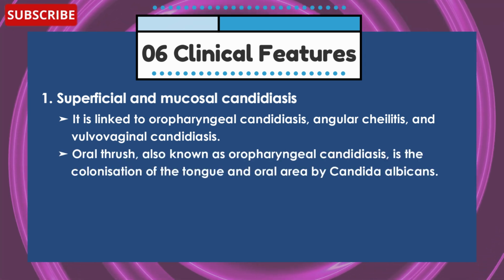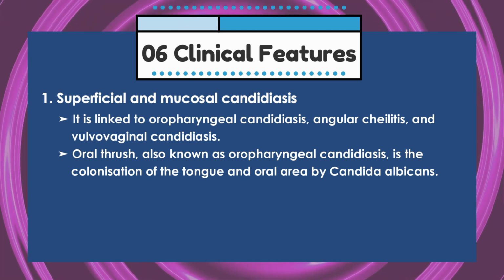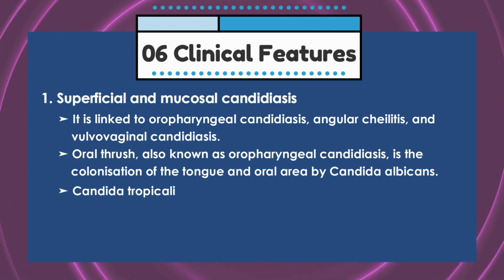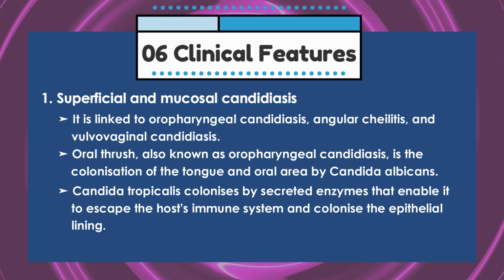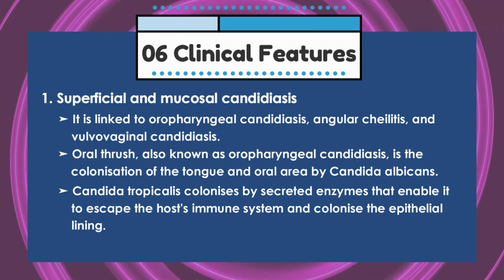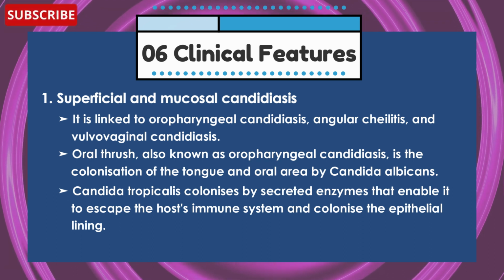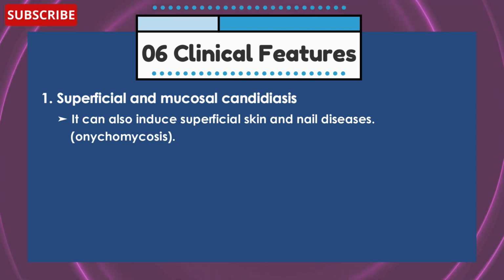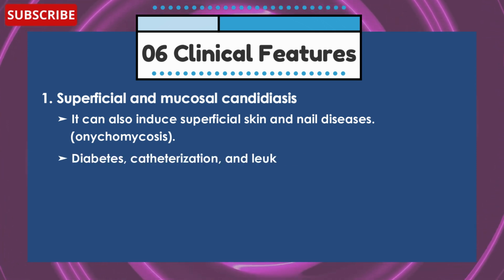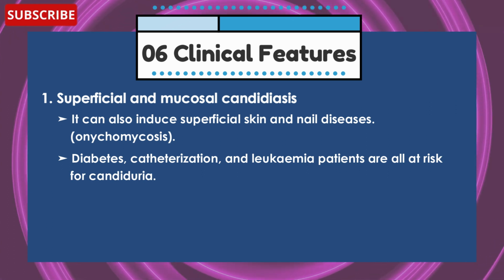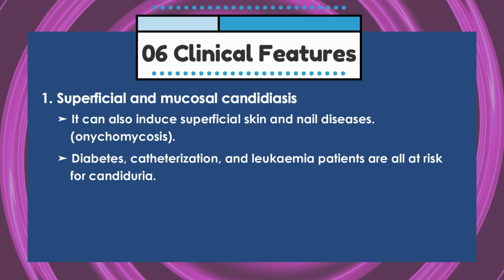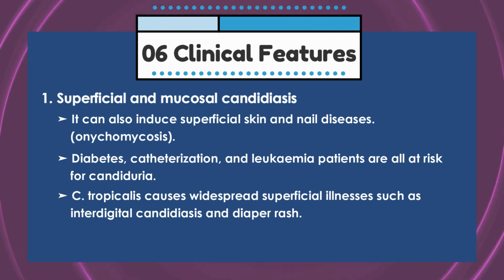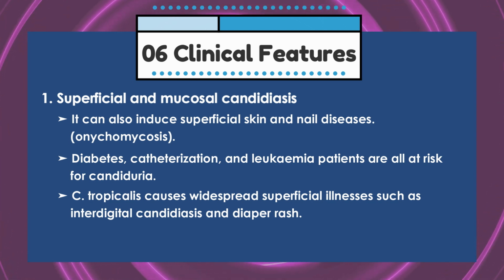Oral thrush, also known as oropharyngeal candidiasis, is the colonization of the tongue and the oral area by Candida albicans. Candida tropicalis colonizes by secreted enzymes that enable it to escape the host's immune system and colonize the epithelial lining. It can also induce superficial skin and nail diseases. Onychomycosis, diabetes, catheterization, and leukemia patients are all at risk for candiduria. Candida tropicalis causes widespread superficial illnesses such as interdigital candidiasis and diaper rash.